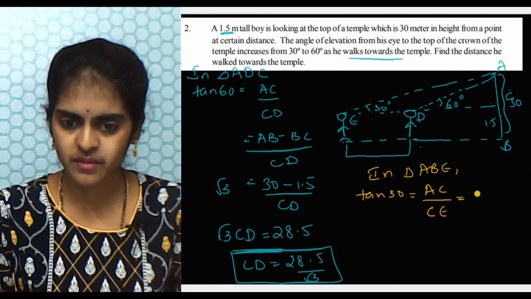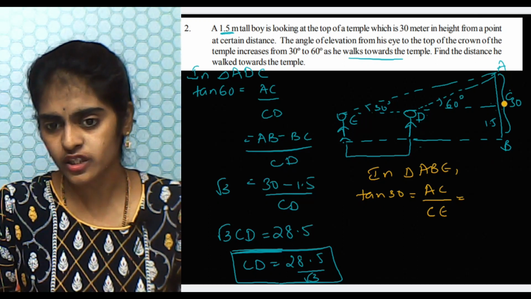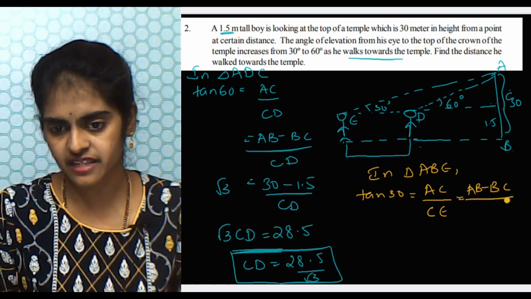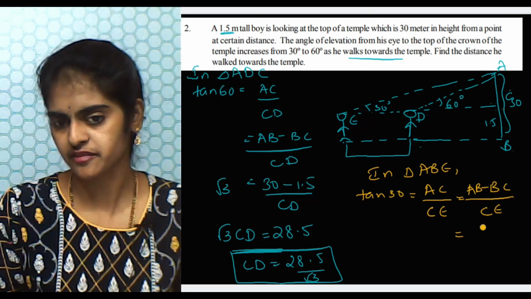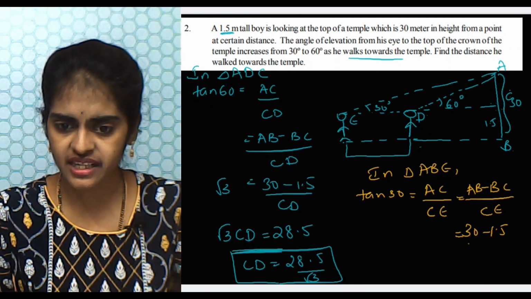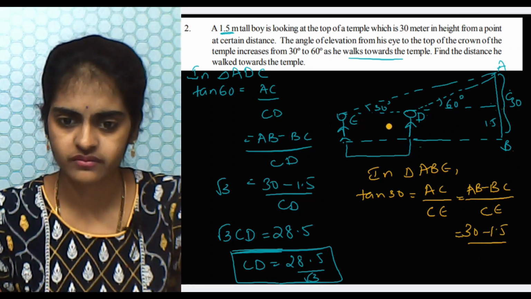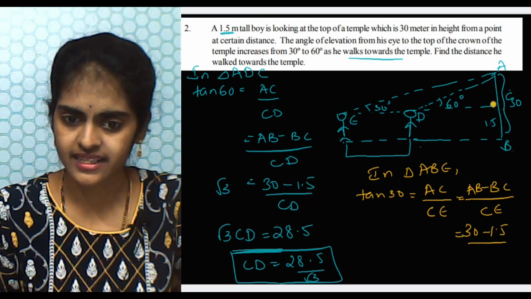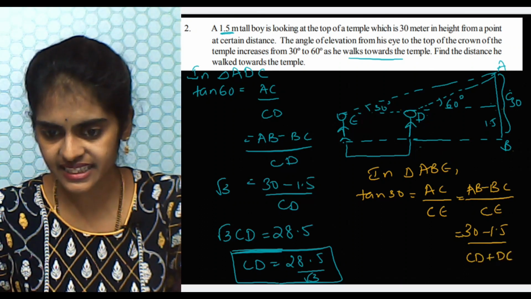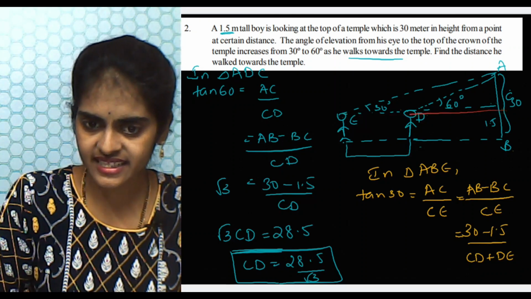AC is nothing but, how much are you getting? You are getting it as 28.5. I told you AC is nothing but AB minus CB, so AB minus BC gives you AC, divided by CE. So AB minus BC is 30 minus 1.5, divided by CE. Where is CE? Here you can see this is CE. CE you can write as CD plus DE. This complete thing is CE, so I can write it as CD plus DE.